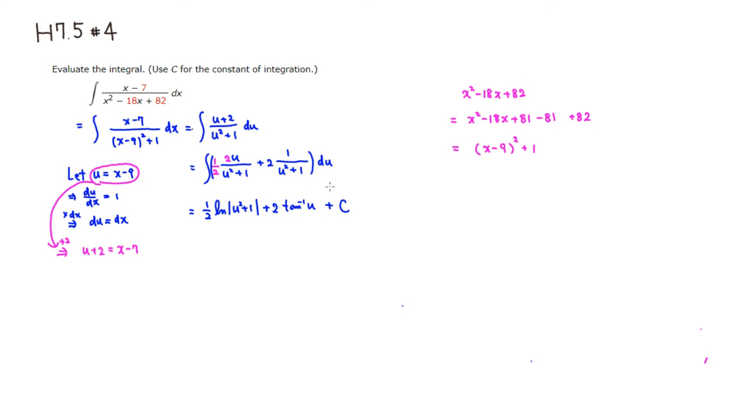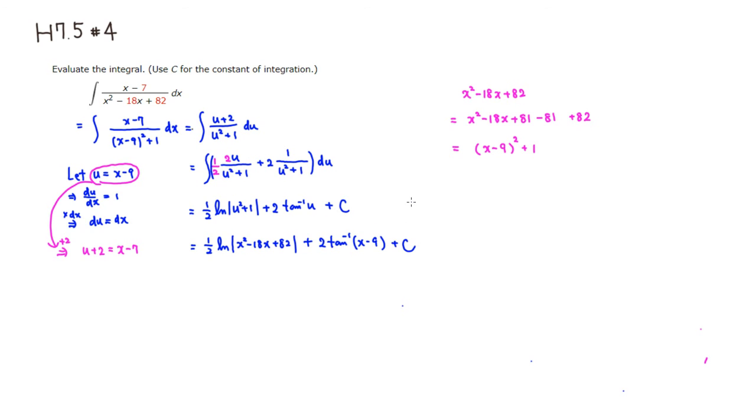Then we just have to go back to the original expression. So it's 1/2 natural log. If you put the u, which is x minus 9 squared plus 1, remember that's exactly the same thing as the original denominator. So this is going to be x squared minus 18x plus 82, plus 2 times arctangent of u, which is x minus 9. So we put x minus 9, plus some constant c.